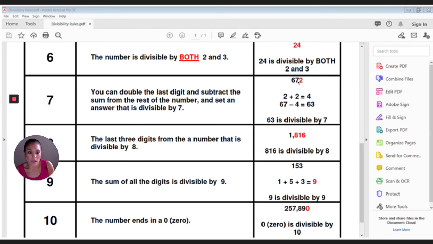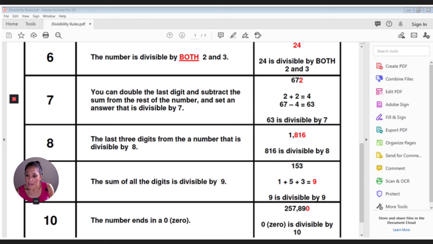Let's break that down. So we have the number 672. We're going to double that last number, 2. So 2 plus 2 is 4. And then we're going to subtract that from the first 2 digits, 67. So 67 minus 4 equals 63. And 63 is divisible by 7. That is 9, okay?